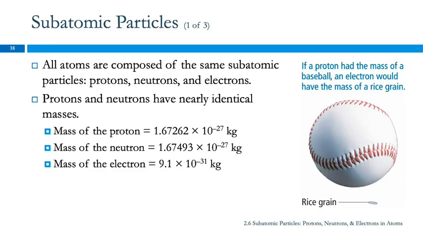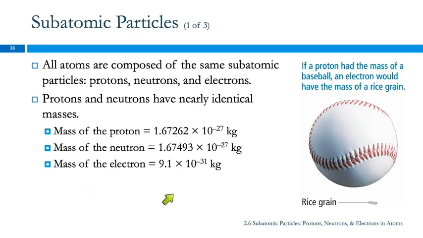So all atoms are composed of the same subatomic particles. The only three that we're going to care about in general chemistry are protons, neutrons, and electrons. Protons and neutrons have nearly identical masses. Here are their actual masses, and it differs in the fourth significant figure.